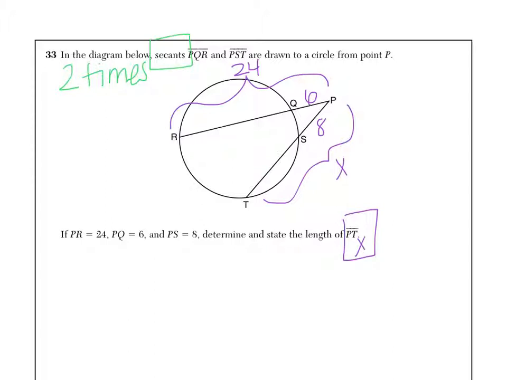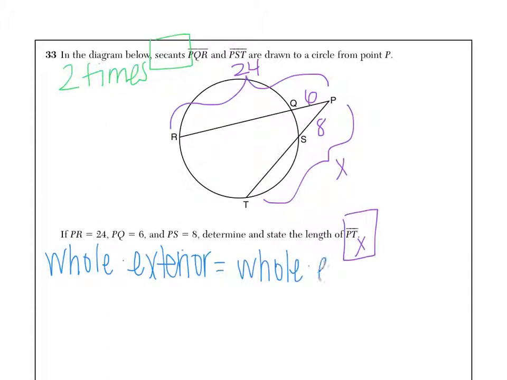So we have a couple of different formulas when we're dealing with circles and secants, tangents, and chords. But the one that deals with this type of picture is called whole times exterior equals whole times exterior. Another word for exterior just means outside. So if you're used to using whole times outside, that's another perfectly acceptable method.